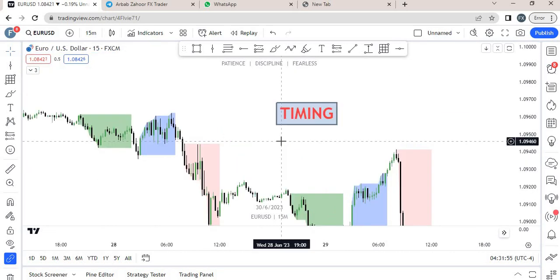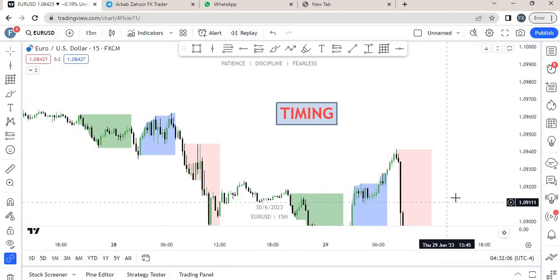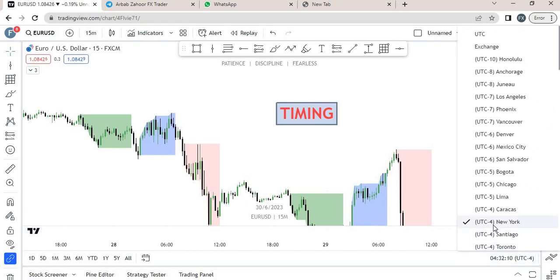The most important and the first thing is the timing. You have to know about the timing. So here are 2 settings for you to know about this. First of all, your chart on tradingview.com must be on UTC-4 or New York time, because most ICT concepts and strategies are only in the New York session, almost every one. So make sure you have New York time.